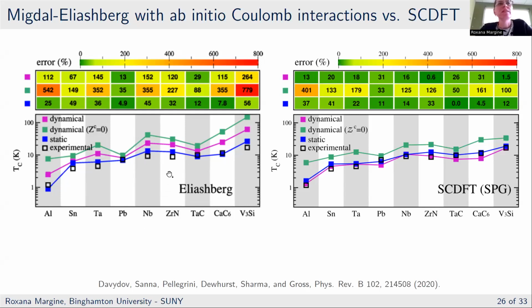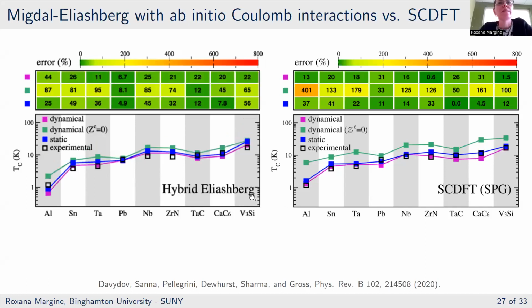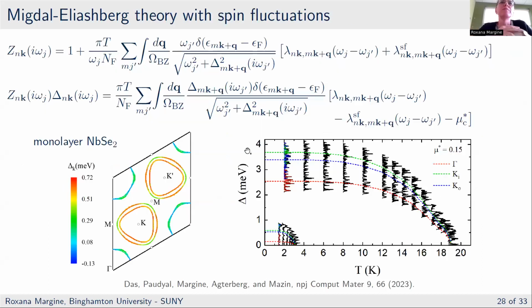As a solution to this, they proposed what was called the hybrid Eliashberg formalism, where the electron phonon part was computed as before, but the Coulomb part was obtained using an SCDFT approach. And in this case, as you can see, the agreement between the static and dynamic contribution also improves. I think I need to move quickly.